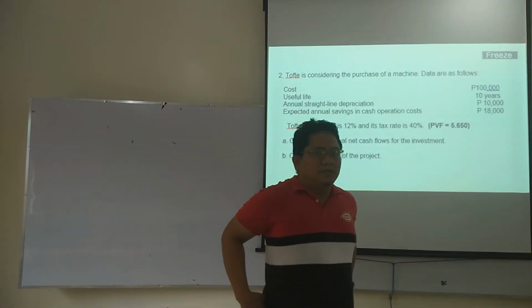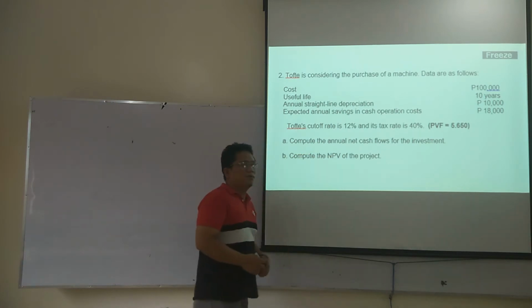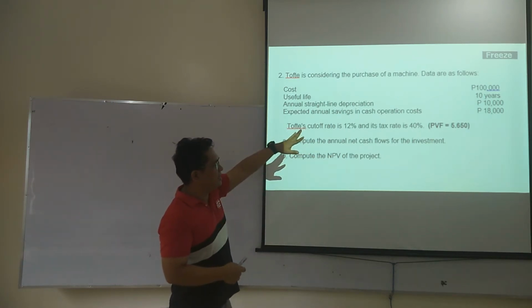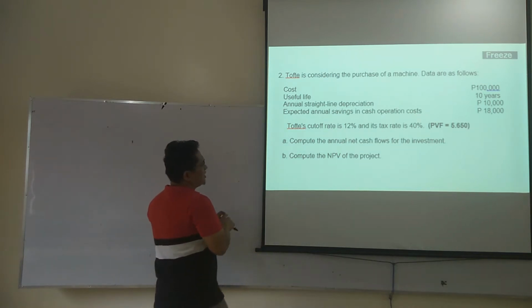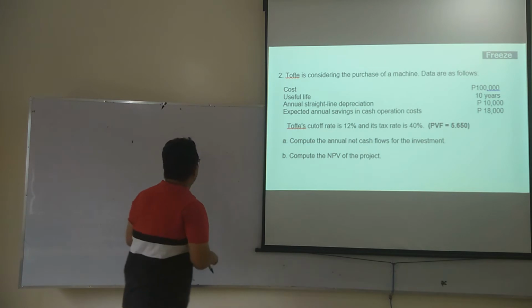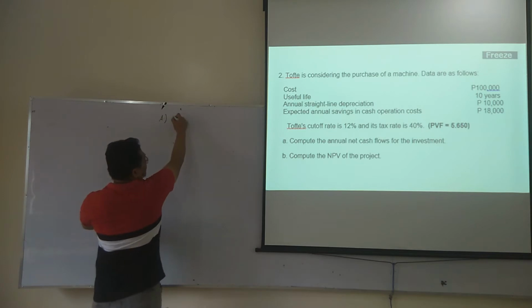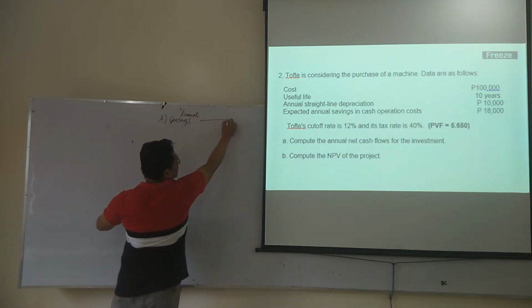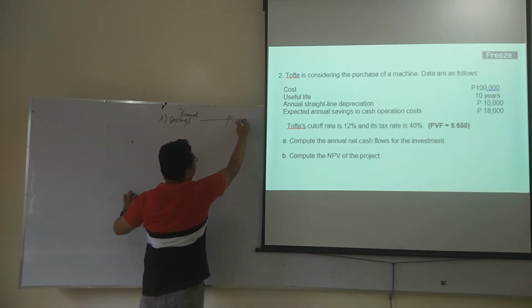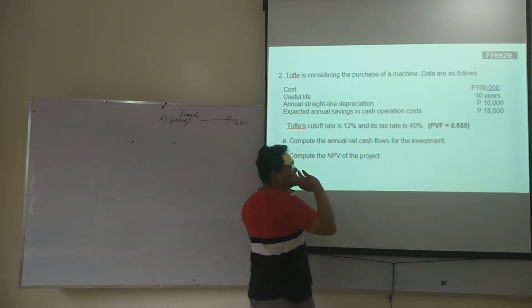Problem 2. Capital budgeting part 1, problem 2. Compute the annual net cash flows for the investment. Given this data, you're looking for the net cash flows. Assuming that you invest in this machine, your expected annual savings in operation costs is 18,000. So letter A, annual savings. It's 18,000 cash savings. We're looking for the net cash savings.